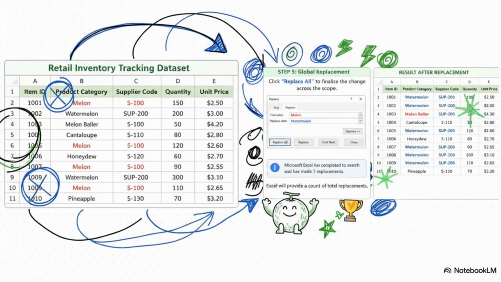So once we see the first match is correct, for step 4, we just click Replace to change only that one cell. Okay, now that we've verified our search is working correctly, we can unleash the real power. For step 5, we confidently click Replace All. And boom, in an instant, Excel zips through the sheet and makes all the changes. It even gives us this nice little pop-up telling us exactly how many replacements it made. And just look at the result on the right, a perfectly clean, consistent data set. All the melon categories are now watermelon, and our melon baller was left perfectly untouched. That is just beautiful.